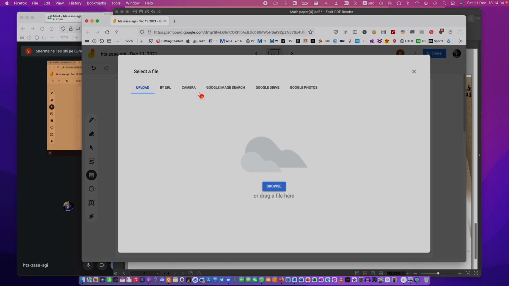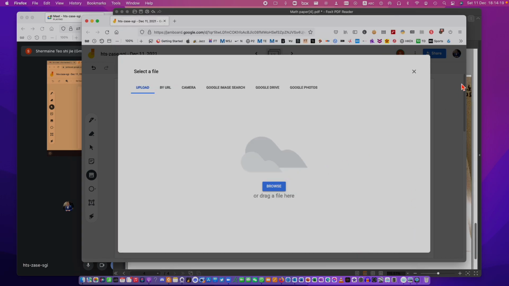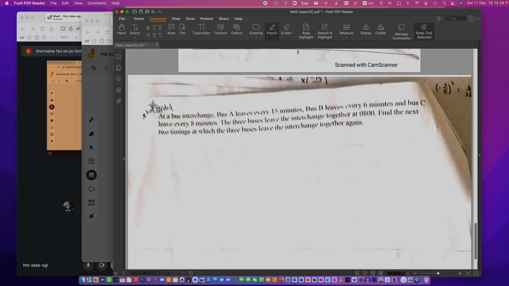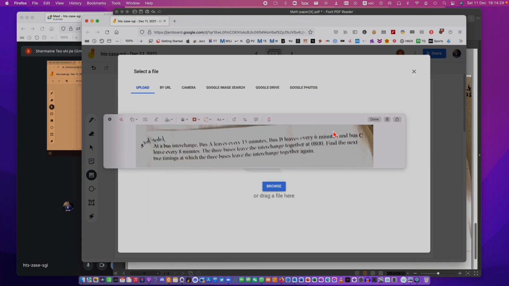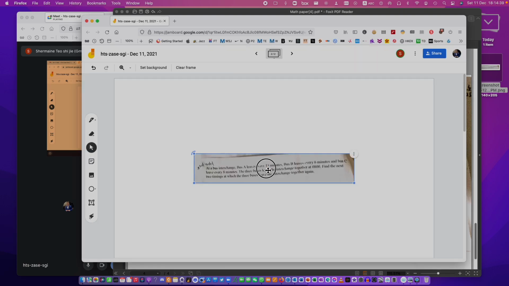I need to browse my desktop. Nothing. Cancel. Okay, let me drag a file here. Okay, drag and drop. Loading. Can you see? The question is there already.